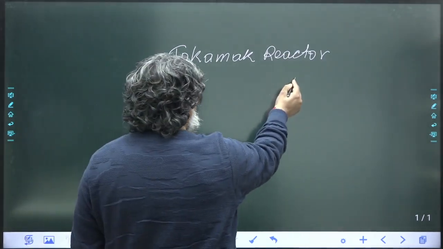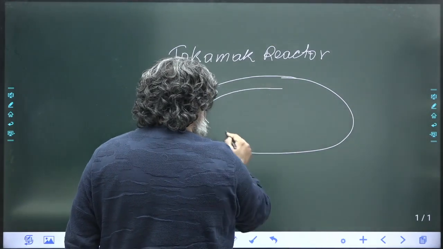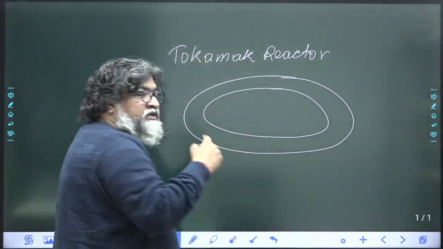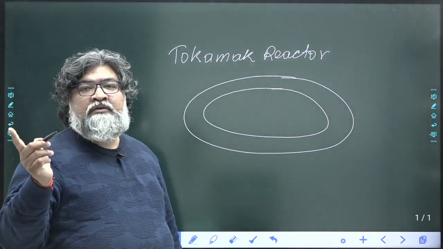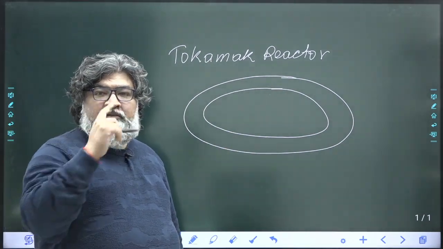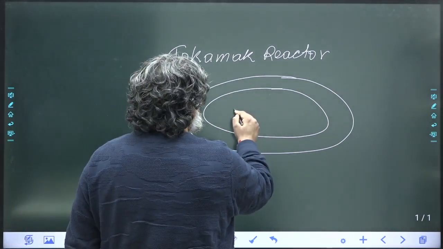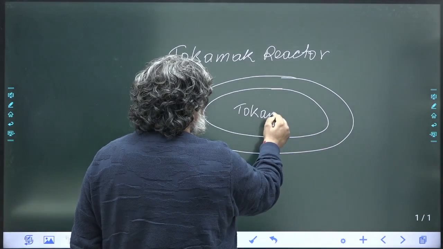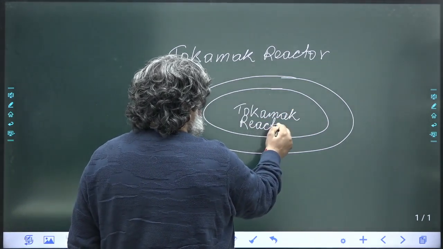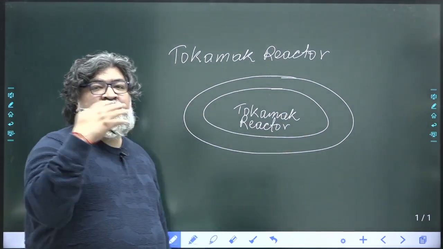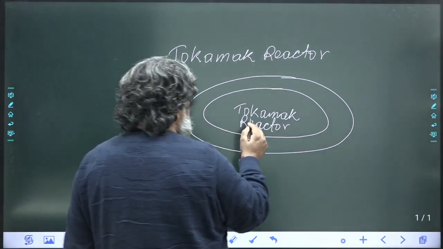I'm drawing the diagram here, and here is going to be the biggest one. China has achieved the highest temperature using a similar type of reactor called EAST, the Experimental Advanced Superconducting Tokamak. Now here, this tokamak reactor, in terms of plasma, what is plasma? Very high temperature ionization of gas. That's plasma here.